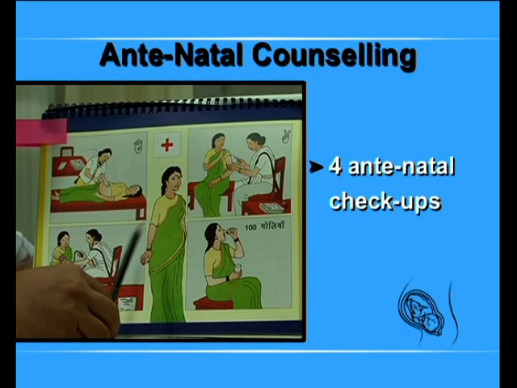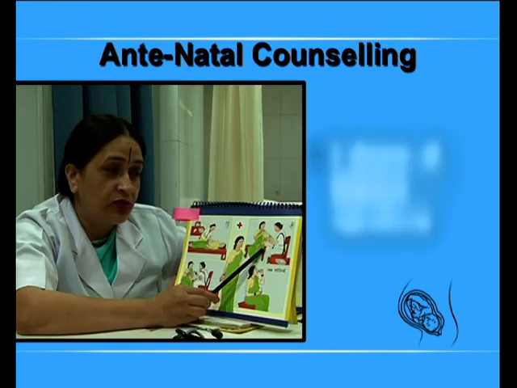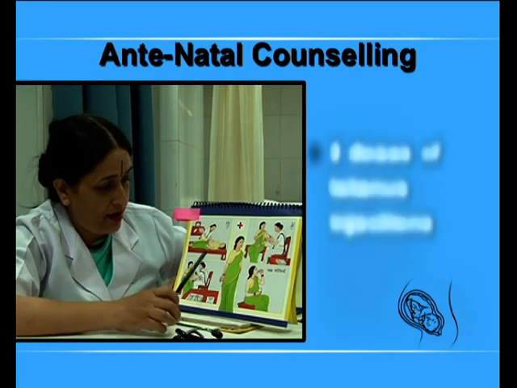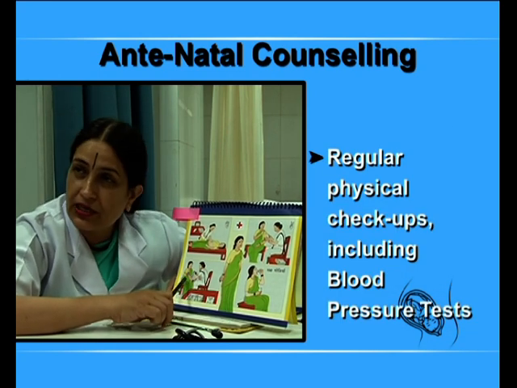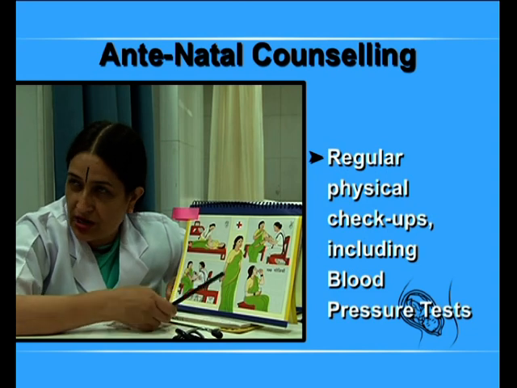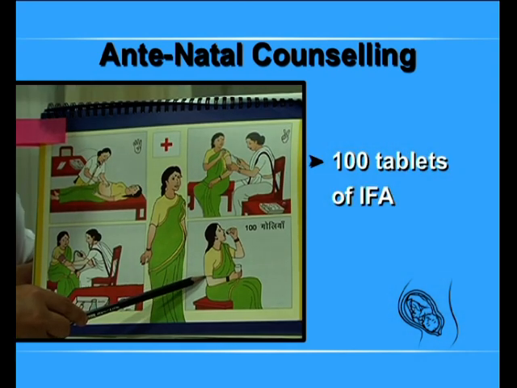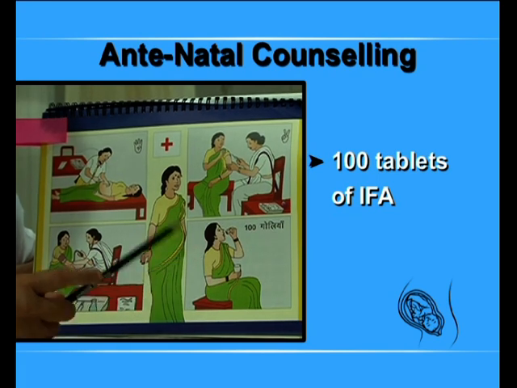You must get antenatal checkups done 4 times. You must get 2 doses of TT injections. And you must get other regular tests like blood pressure done. You must take at least 100 tablets of iron folic acid.